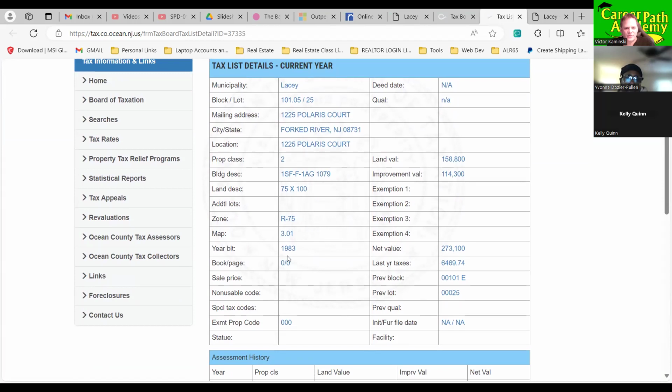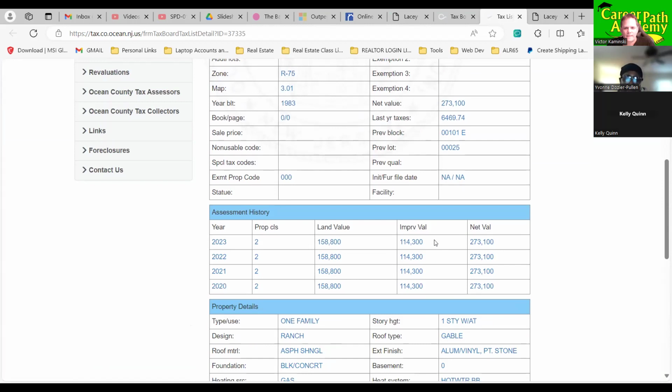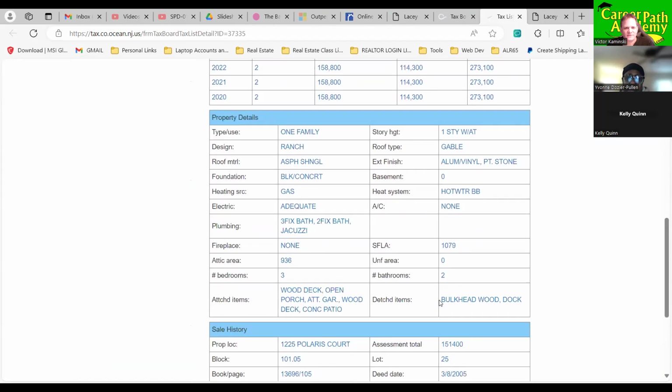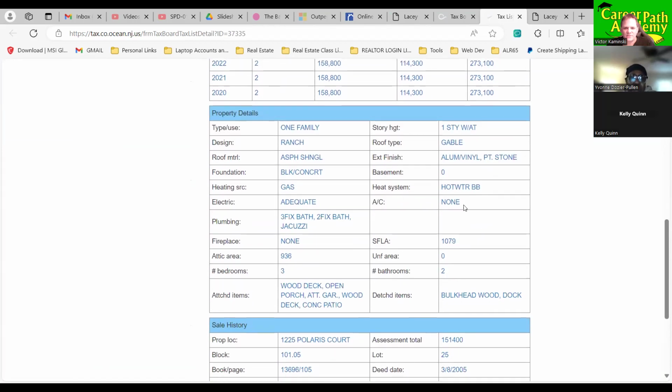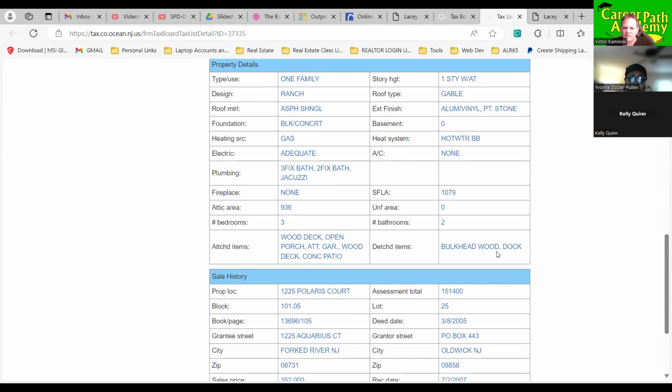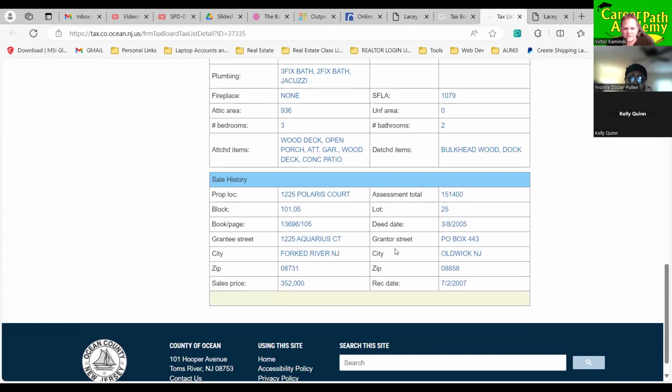See if we can find some details about this property. It's a 75 by 100 lot, built in 1983. Last year's taxes were only $6,500, right on the ocean like that. And Lacey, the official name is Forked River. Land value, improvement value, net value. It's a ranch style house. Ooh, hot water. They give all kinds of details about the heating systems, the gas. It's got a bulkhead there for the dock. Okay, it's got all this information.